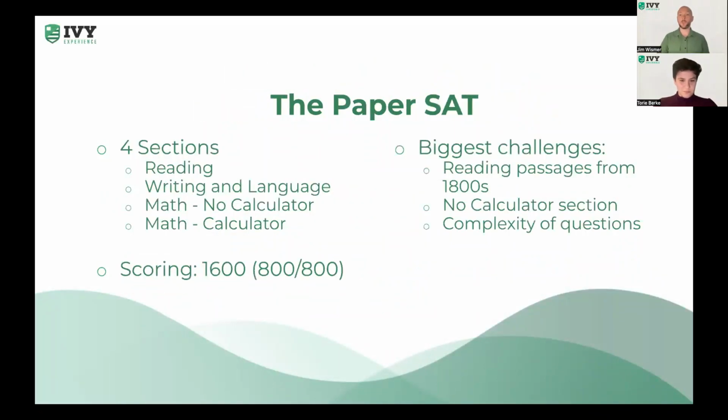All right. So what I'd like to do now is go through our menu of options here. We've been talking about the timeline, but now it's time to talk about how you choose between the SAT and the ACT. And for these rising juniors who might have a choice between the paper SAT and the digital SAT, how do you make that choice? The paper SAT, the version that has been in place since 2016, consists of 4 sections. There's a reading section, writing and language, which is grammar, and then 2 math sections, one where you can't use a calculator and one where you can. It's scored out of 1600.